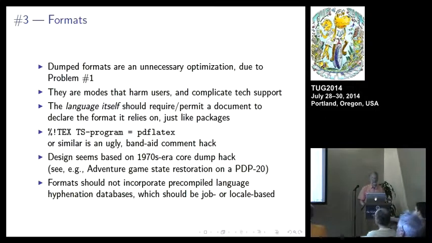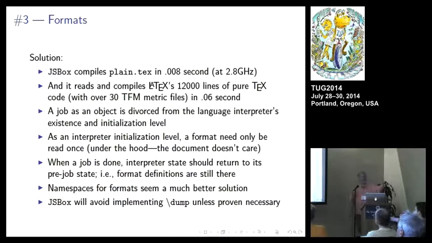So JSBox can pull in plain.tex in 8/1000ths of a second. That includes 50 TFM file parsers. And it reads LaTeX, 12,000 lines of TeX, plus or minus, in about 6/100ths of a second. The idea, though, is that because a job is divorced from the interpreter's existence, you should only have to read in the format once and then run a bunch of jobs. That's kind of what TeX does now, but it's much cleaner when you keep the formats out of the interpreter.